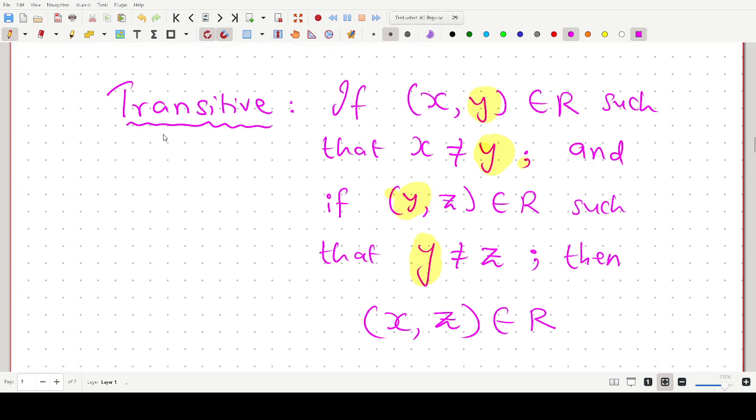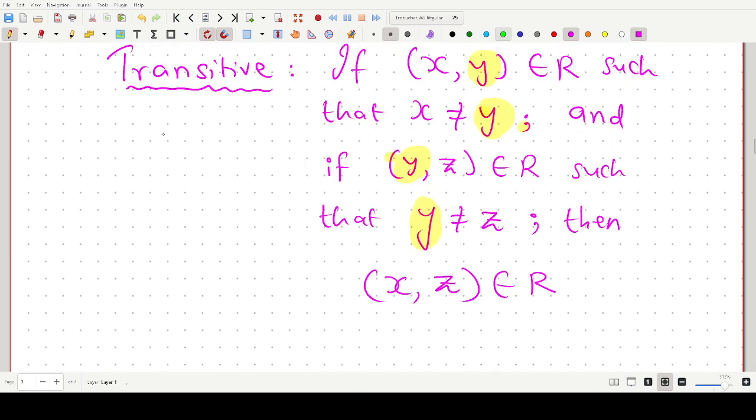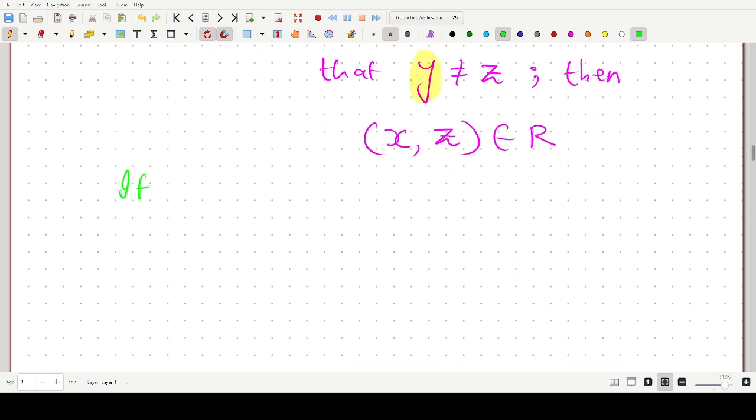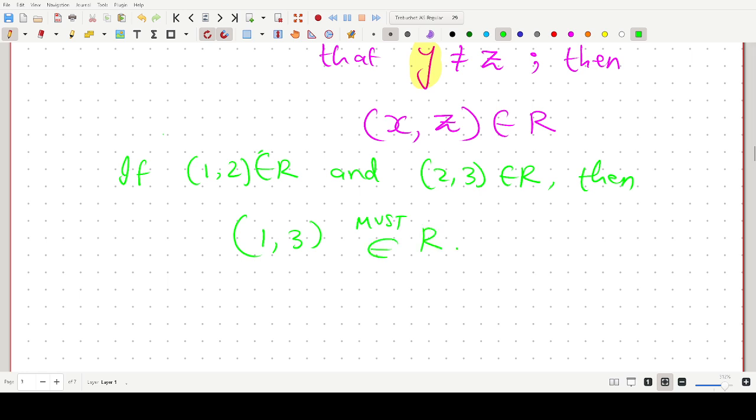Let us take an example, right? In our relation over here, let us say that we have (1, 2) belongs to R and (2, 3) belongs to R. Then (1, 3) must belong to R. If (1, 3) is not there in R, in spite of (1, 2) and (2, 3) being in R, then we will say that the relation is not transitive.